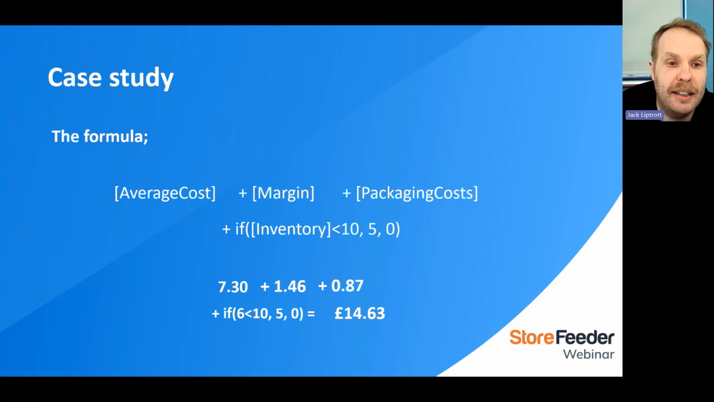It's basically saying that I want you to add the average cost to the margin to the packaging costs, then look at what the product's inventory is. And if the product's inventory is less than 10, so in this case it's 6, we want to add 5. And if it's not less than 10, add 0, which then gives us £14.63 as the pricing profile.